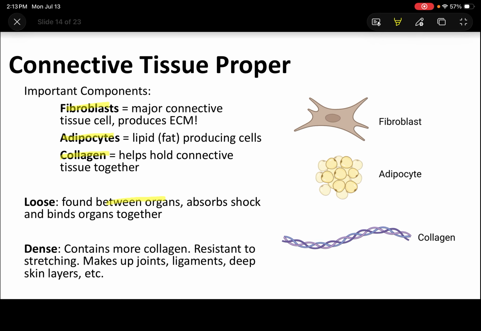Dense connective tissue contains much more collagen, so it's much more resistant to stretching. Dense connective tissue is what makes up your joints, ligaments, and deep skin layers. The connection points between bones, your joints and ligaments, are made up of that more dense connective tissue. So there are going to be many more cells compared to your extracellular matrix. And that helps you bend your arms and your joints. Again, these are really important types of connective tissues that all fall under this major umbrella.